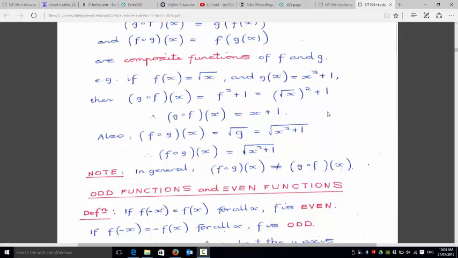From this example, we have a byproduct. We note that in general, f(g(x)) may not be equal to g(f(x)). Just remember.